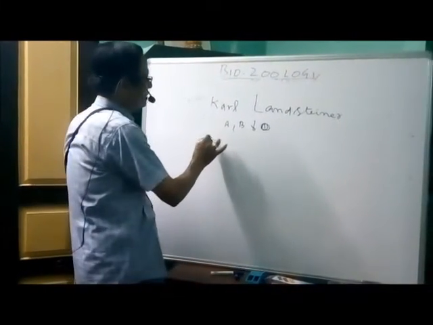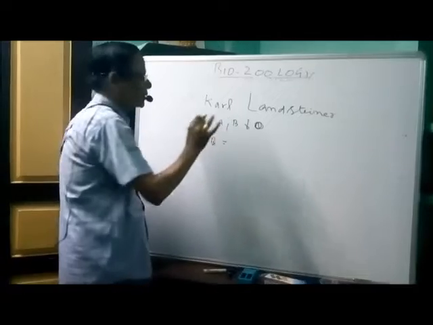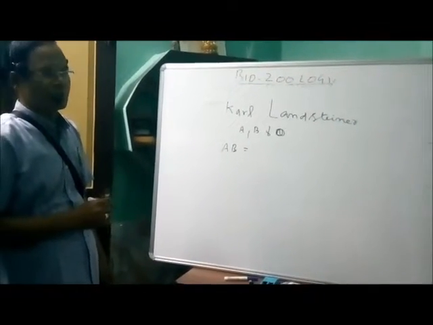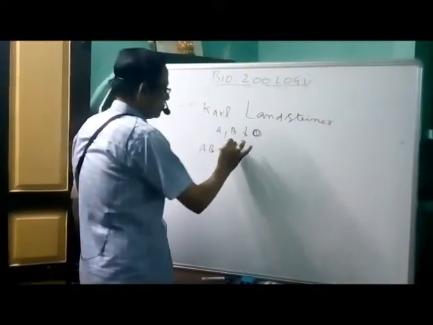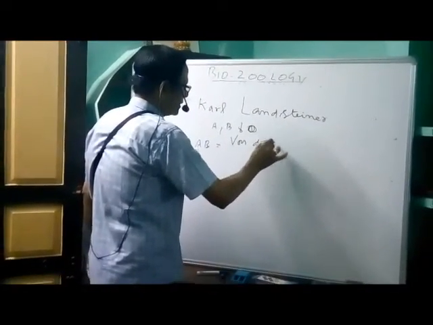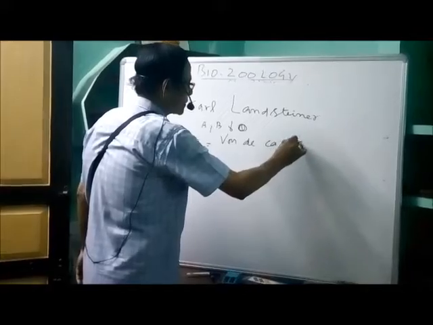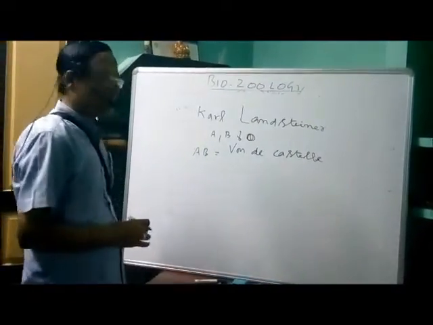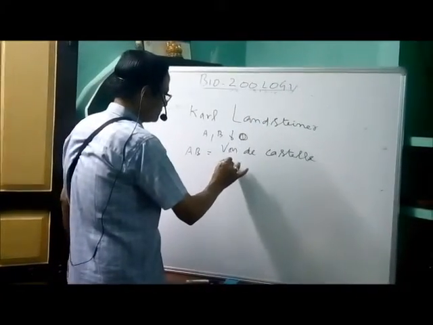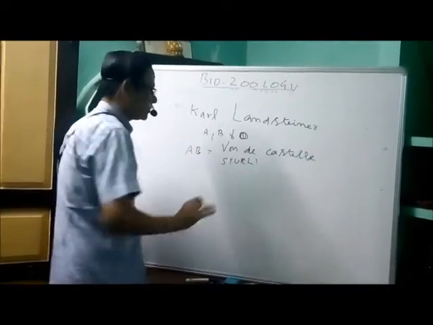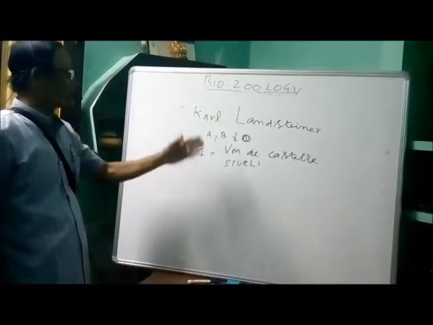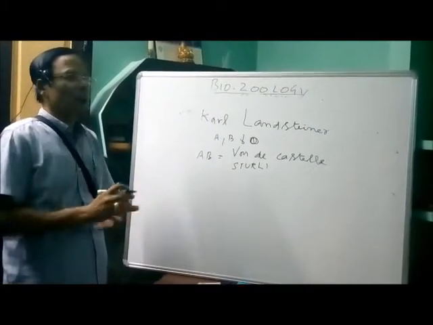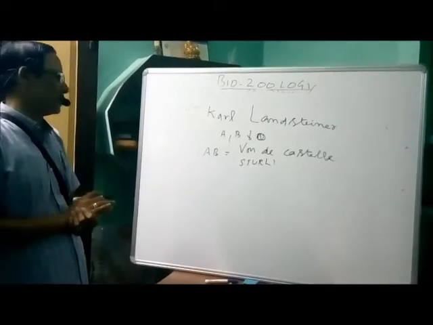Another blood group, that is AB, the special type of blood group, was reported by two of his students, namely Von Decastello and another person, Sturli. These were the students of Karl Landsteiner. They only just found the special type of blood group AB.